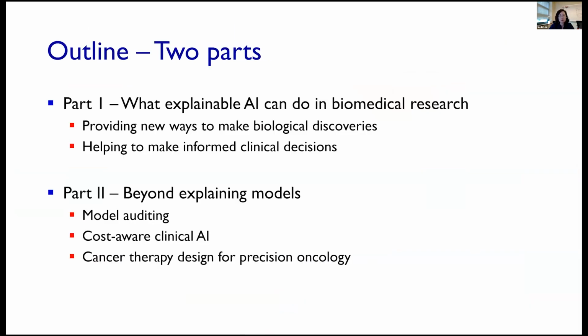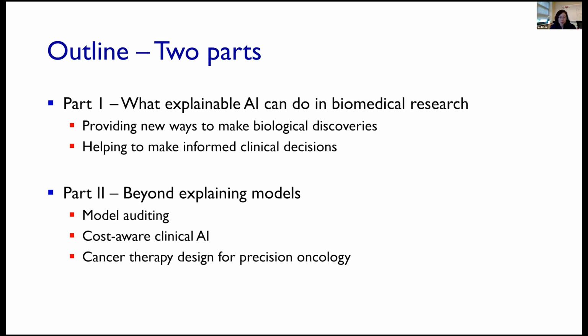Okay, so today's talk will consist of two parts. In the first part, I will give you a high-level overview of many examples of what explainable AI can do to address new scientific questions in biology and health, providing some new ways to make biological discoveries, and helping to make informed clinical decisions and advance healthcare. And hopefully I will convey the excitement of advancing AI and machine learning.